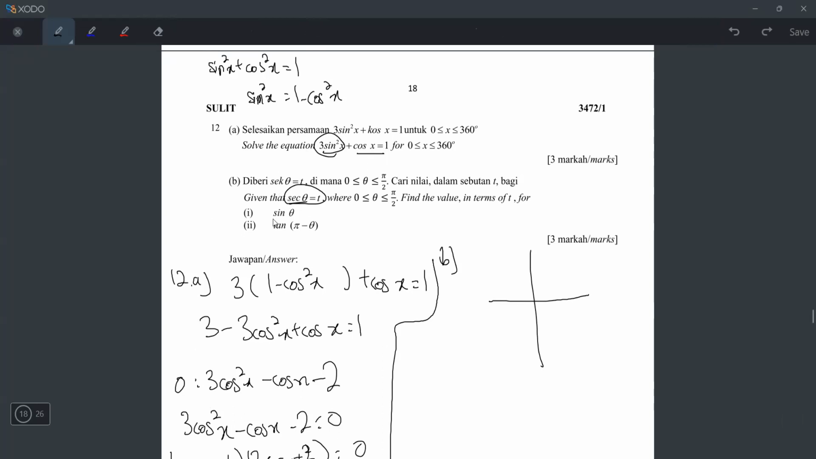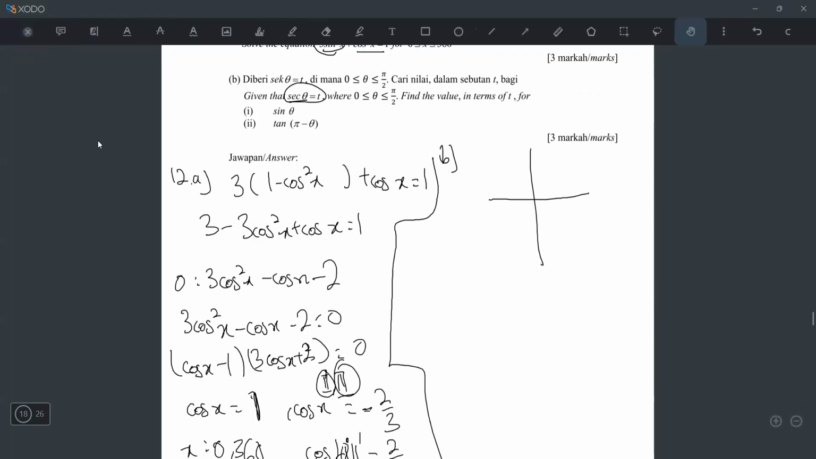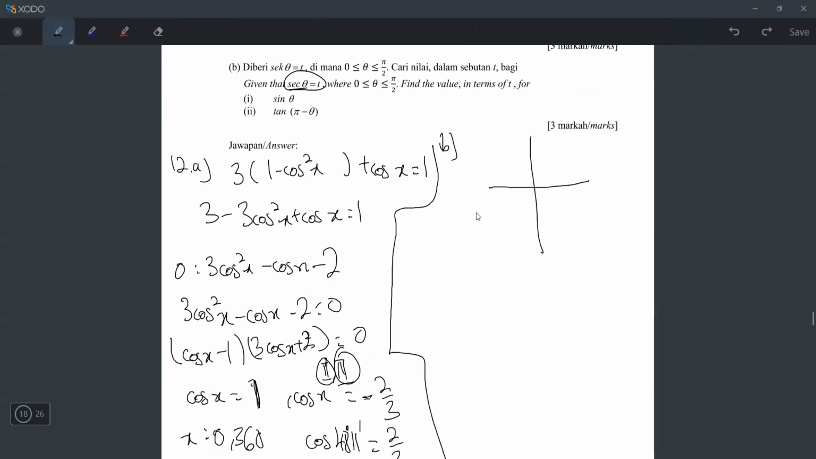But if they ask you to find something theta, because this one they ask you to find the angle, but this one they never ask you to find the angle. They ask you to find something angle, like sine angle, tangent angle. Then you have to draw. If you don't draw, you can't do it. And I have mentioned this so many times already in the trial. You can go watch my previous video. I mentioned this before already.